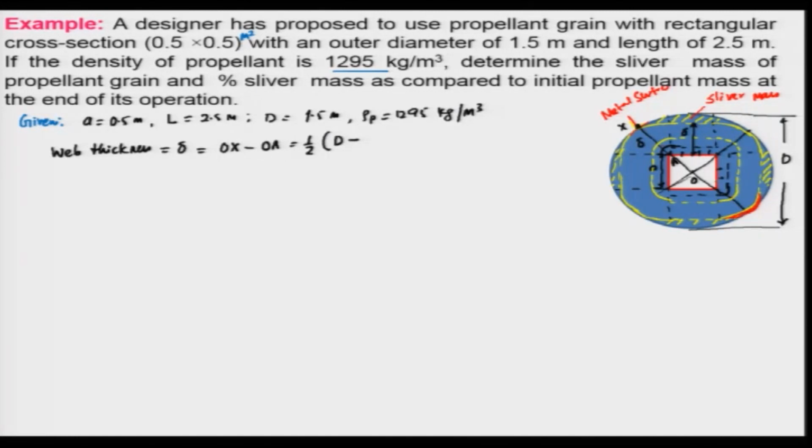O A is nothing but, let us say this is your point B, A B, and this will be root over A square plus S square, half. So that will be O A. If I substitute these values, this is half into O x, which is basically your diameter 1.5, minus root over 0.5 square plus 0.5 square, because that is your A. Delta is equal to basically 0.396 meter.